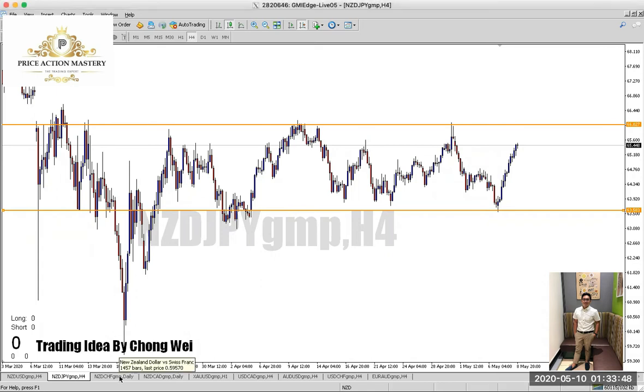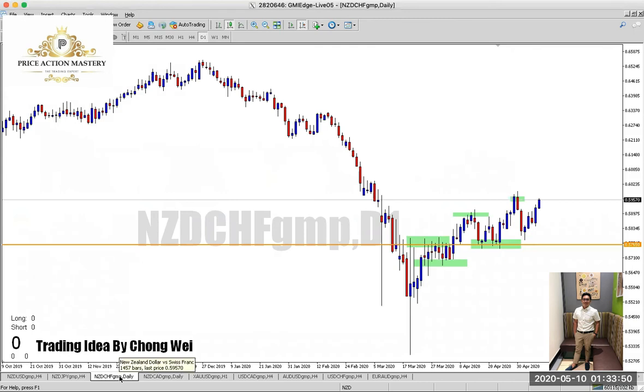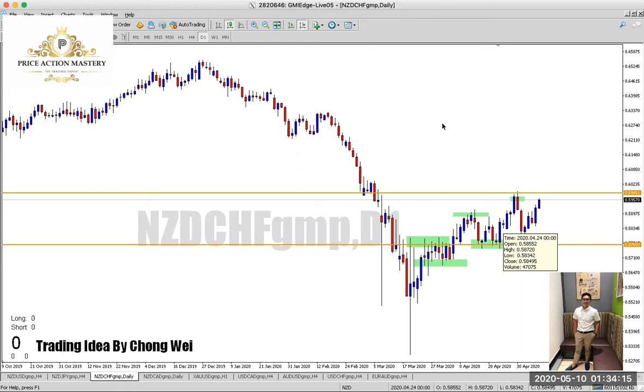Next will be New Zealand CHF. New Zealand CHF is a clear uptrend, as you can see from the highlighted green box: higher high, higher low, higher high, higher low. So for this, it's still an uptrend. It will reach what we know as a resistance area. Sorry, this area is our key line area. There's still some room, so we can see some opportunity to bring the market to this level. When the market reaches this level, many sellers will come in.